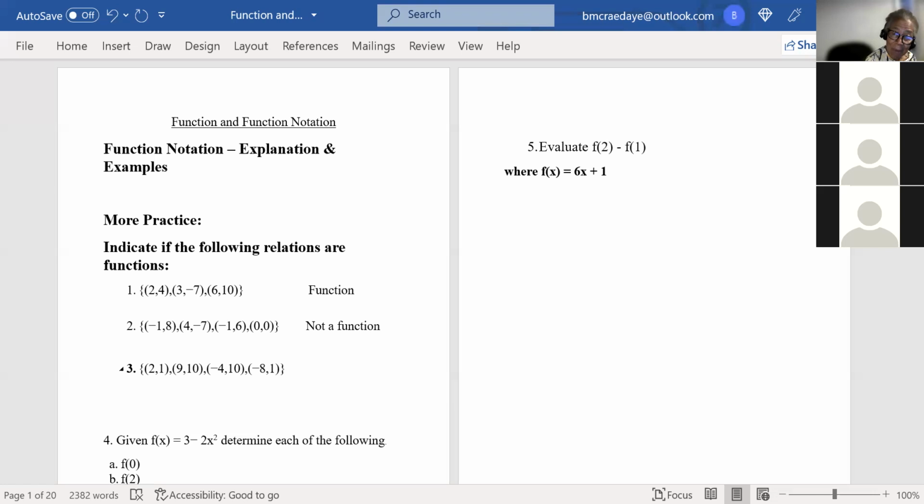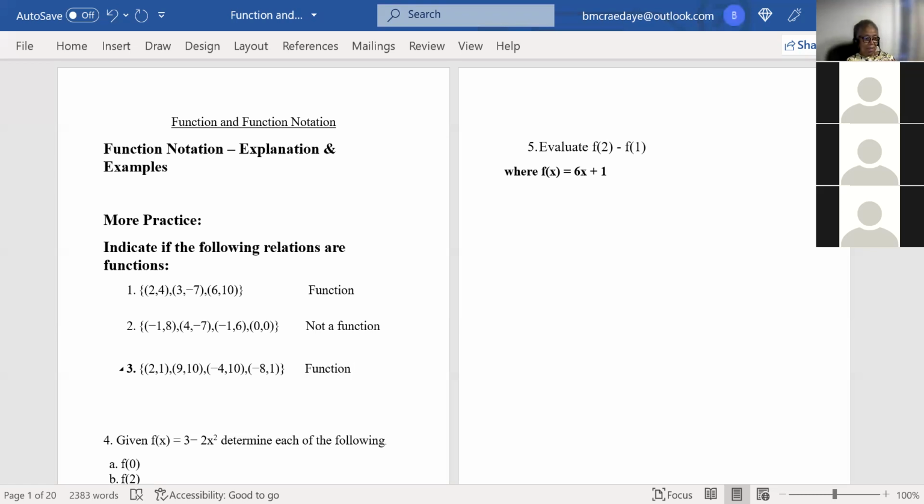Yeah, but that's a y. Remember, Audrey, I said we don't care about the y's. It's the x's. I said don't worry about the y's. They could all be the same. But it's the x's that have to be different. Do you see any duplicate x's? No. So that's a function. That's right. That's a function.